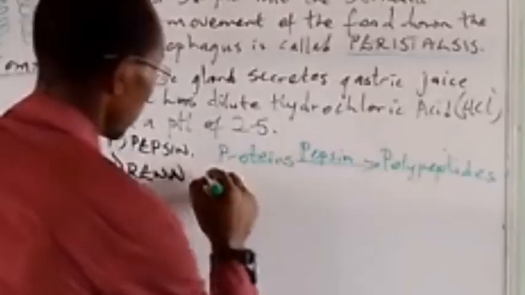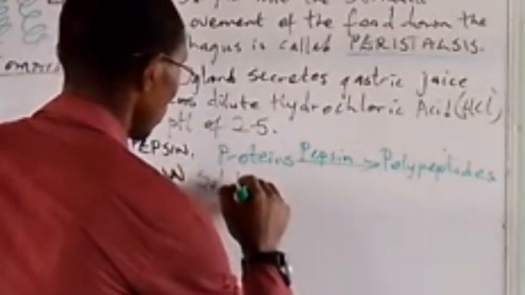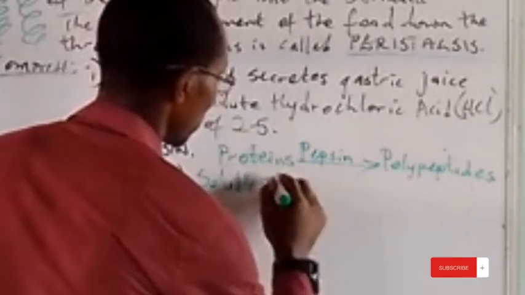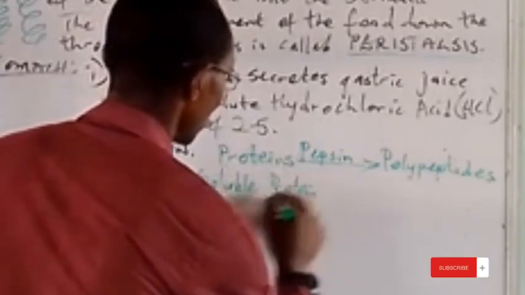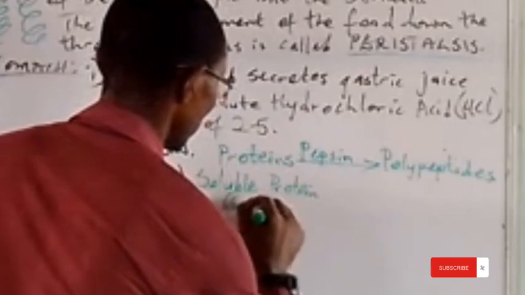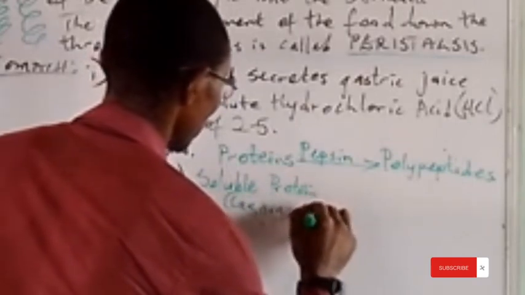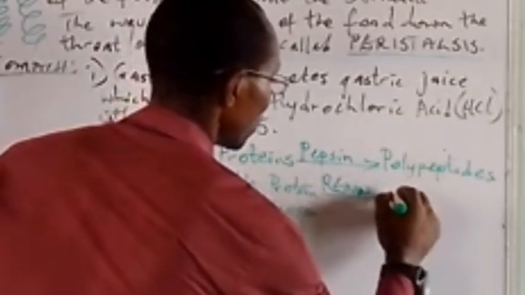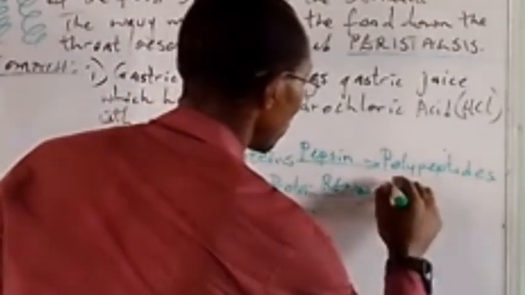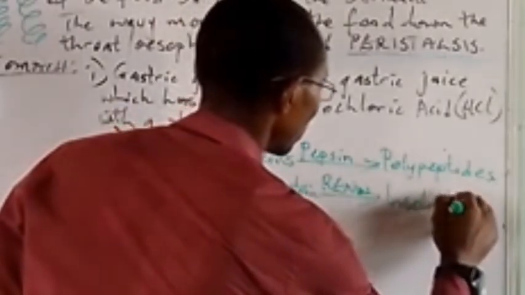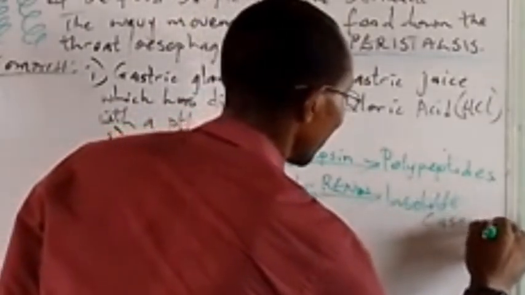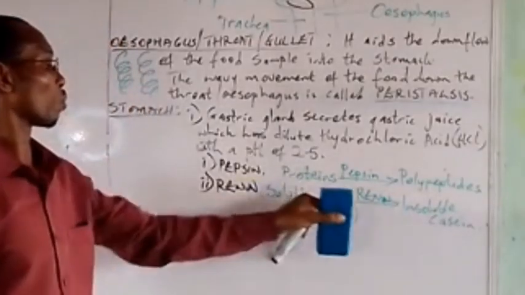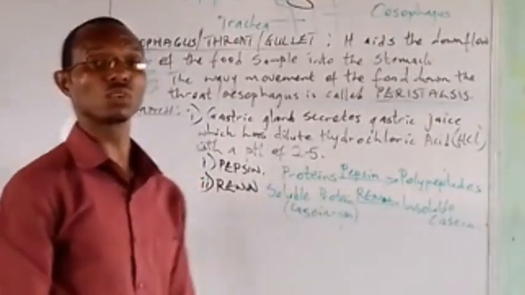So, soluble proteins, okay, let me put it this way. Soluble proteins, which are caseinogen, is converted by renin into insoluble casein. That is what that reaction is about. Renin converts soluble protein, which is caseinogen, into insoluble casein.